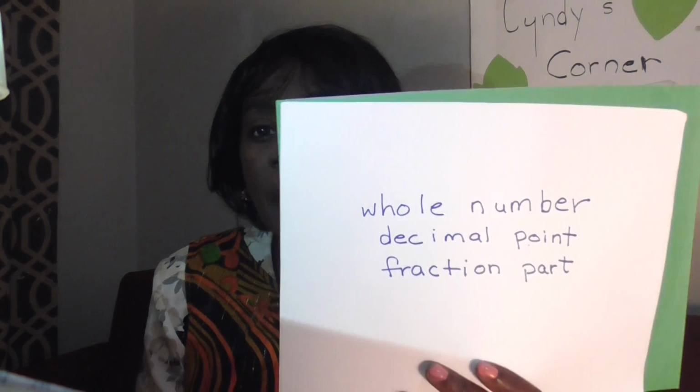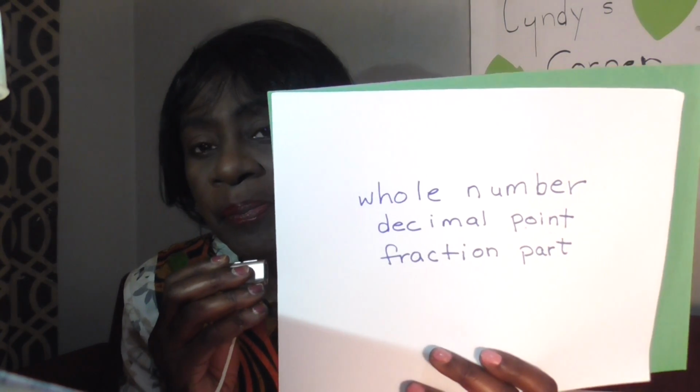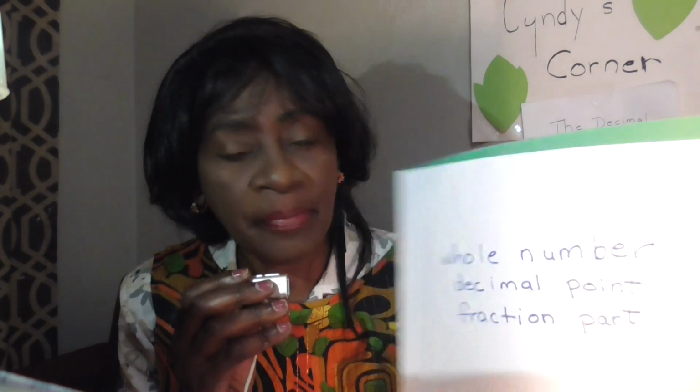Today we're going to discuss the decimal system. The decimal system is an important part of math, as any system is. It's divided into three parts: the whole number, the decimal, and the fraction part. The decimal system is used throughout the world. It's used in economics, it's used in math, sometimes science, money values. The decimal system is a very important part of math.